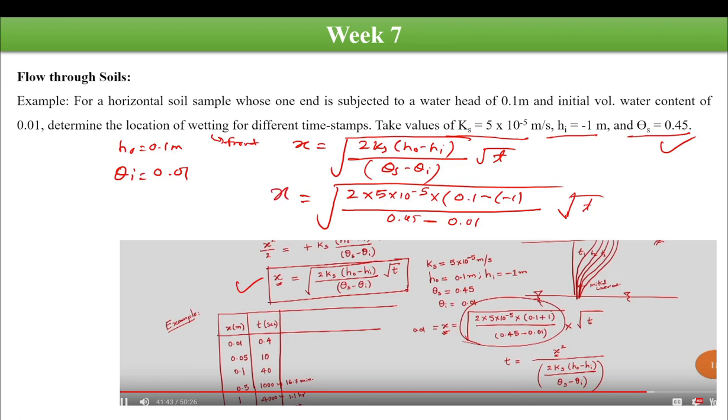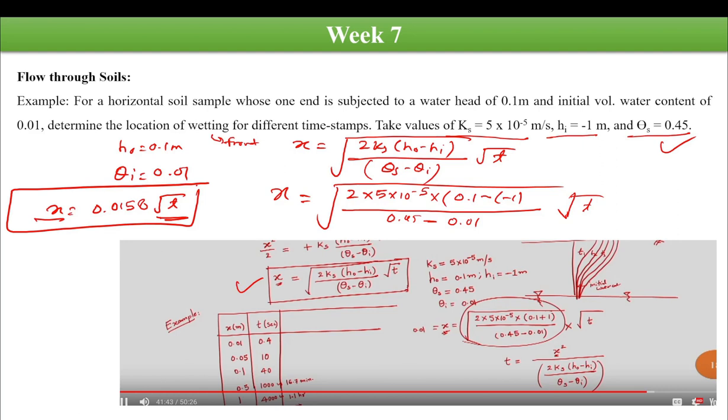Solving it further, we will write the inside value as 2 into 5 into 10 to the power minus 5, multiplied by 0.1 plus 1, that is 1.1, divided by 0.45 minus 0.01, and the square root of this answer. So x will be equal to 0.0158 under root of t. With this expression we can determine the position of the wetting front at a particular time.